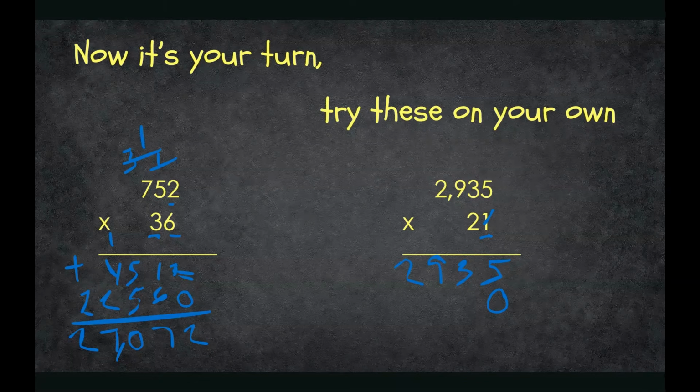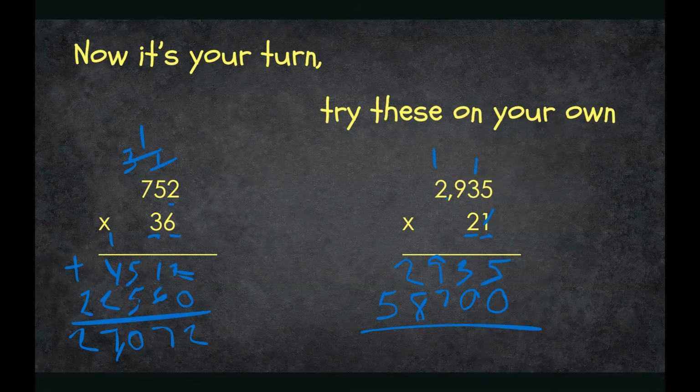And then I'm going to go ahead and multiply my tens. 2 times 5 is 10. 2 times 3 is 6, plus 1, which is 7. 2 times 9, which is 18. 2 times 2 is 4, plus 1, that's going to be a 5.